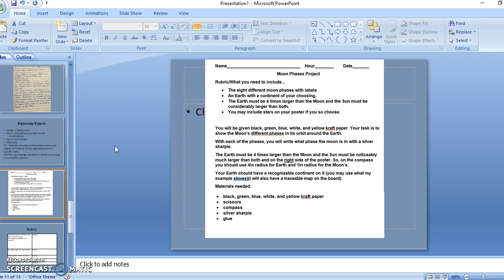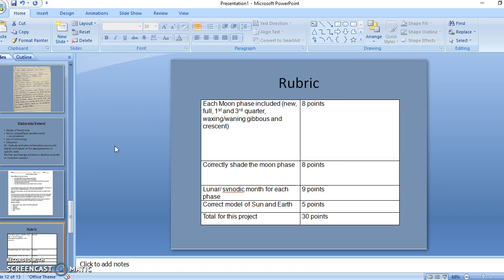The other thing I had them do was determine, I gave them the starting date of a moon phase, and I believe it was January 15th. And they had to determine what day each phase would occur on, and when that cycle would start all over again. So they had to use different websites online to figure out, did a moon phase ever occur on January 15th? And how long does it take to go from one moon phase to another? And so they turned that in, and here's the rubric.